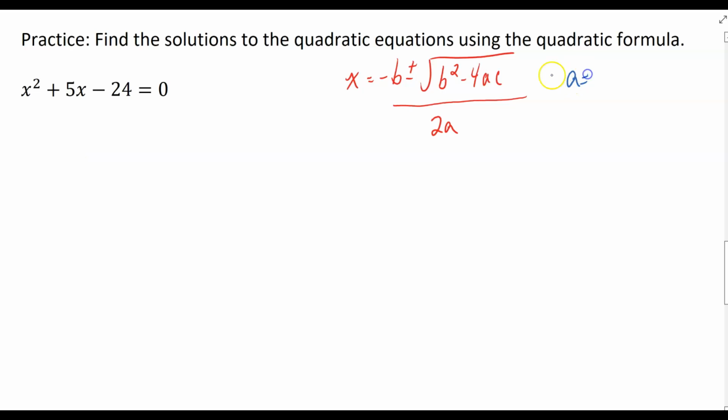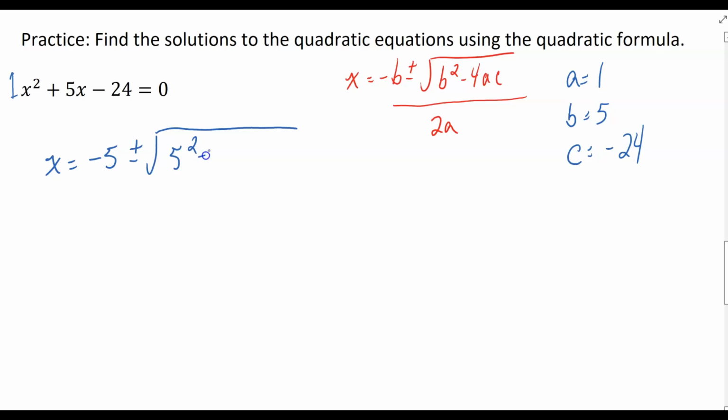All right, so a is equal to 1. B is equal to 5. And C is equal to negative 24. All right. Probably a good idea to write them out, and that way we do get that reminder of the negative and the 24 and so on. So X is equal to negative B, that'll be negative 5, plus or minus the square root of 5 squared minus 4 times 1 times negative 24, all over 2a, which is 2 times 1.